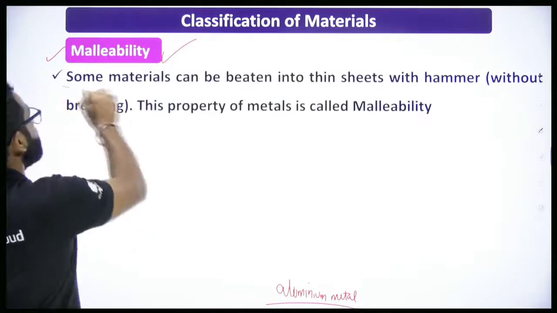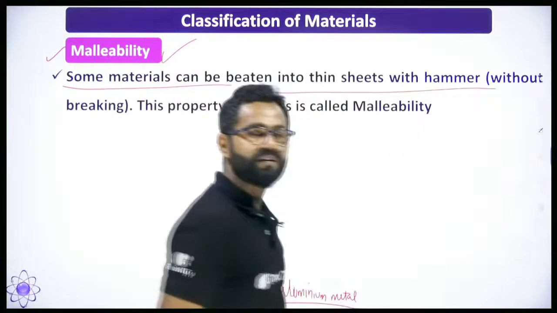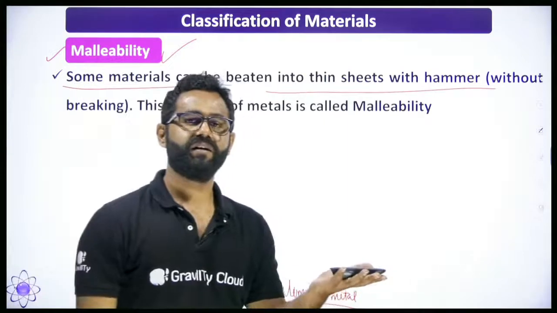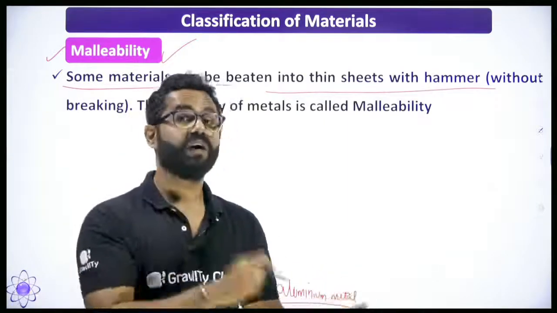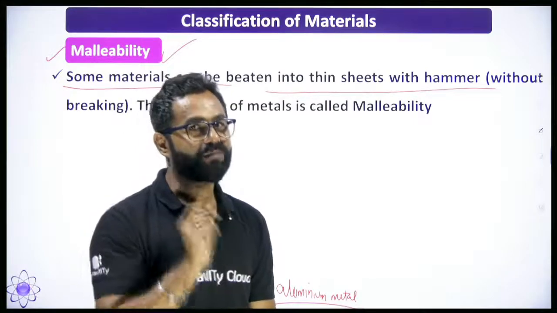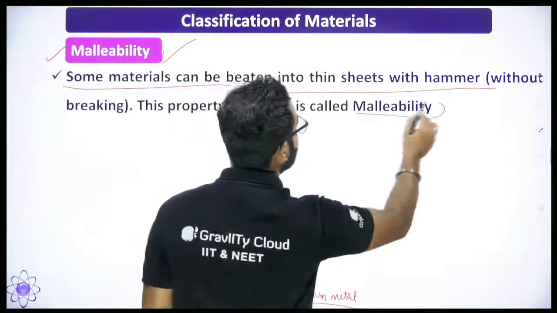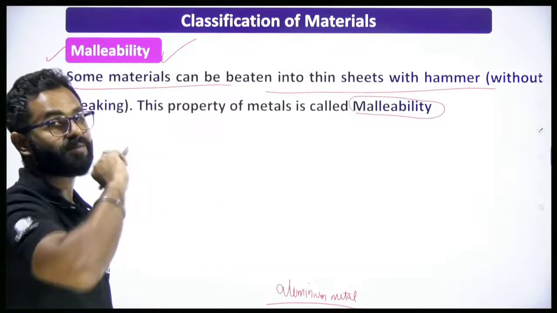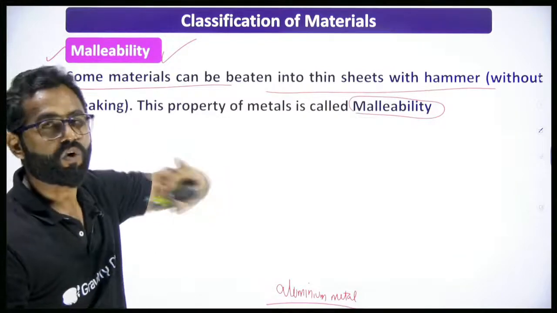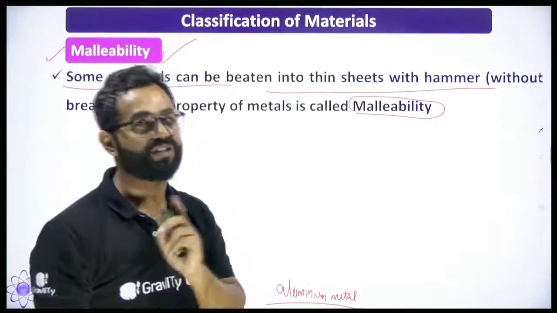Some materials can be converted into thin sheets with a hammer. So if I take aluminium in my hand and beat it with the hammer, I can convert that aluminium into a sheet, because aluminium is malleable in nature. When I say malleable, that means malleability is a property of materials according to which we can convert them into very thin sheets.